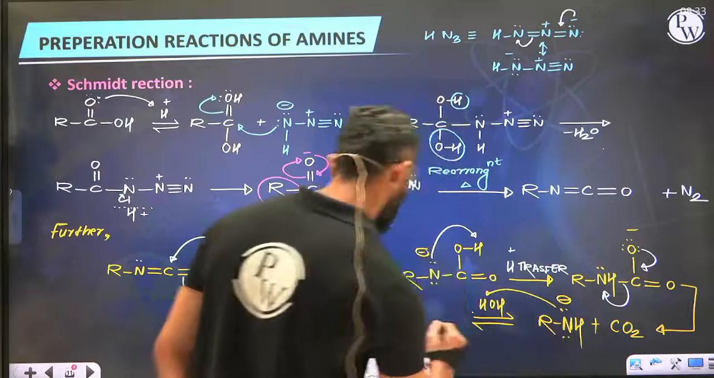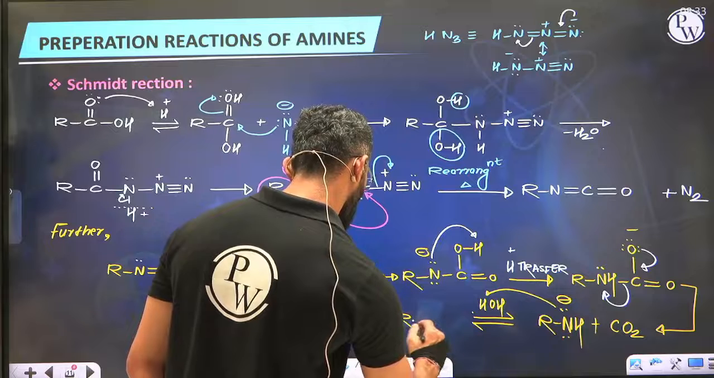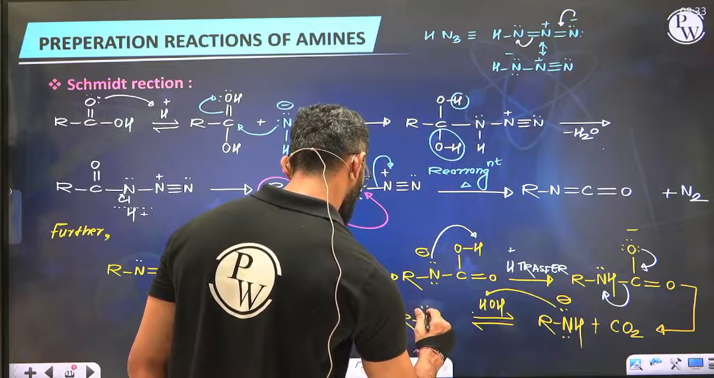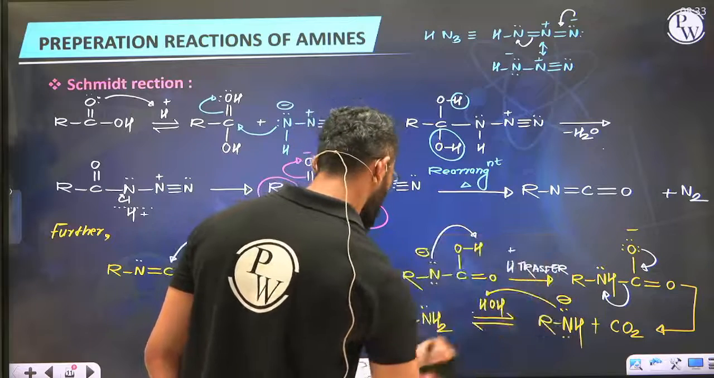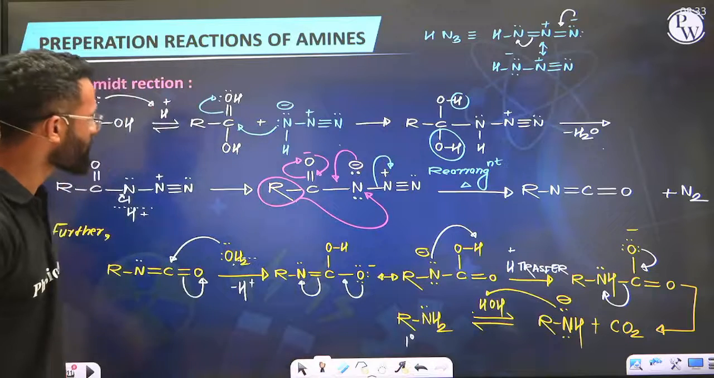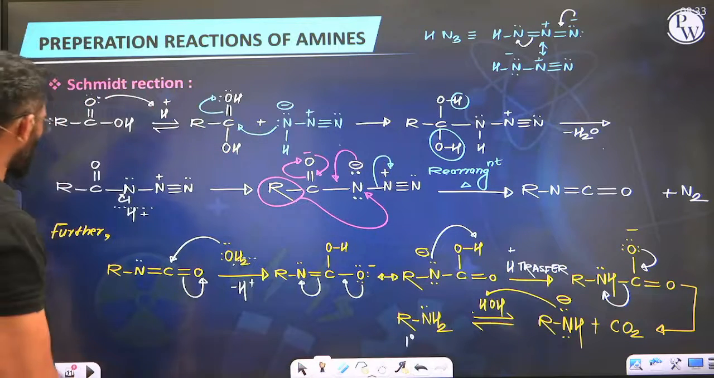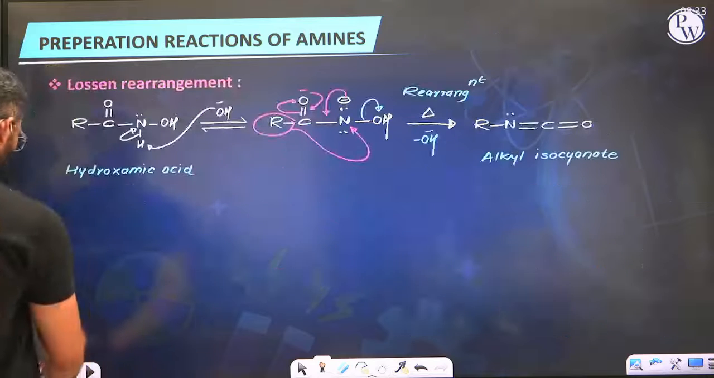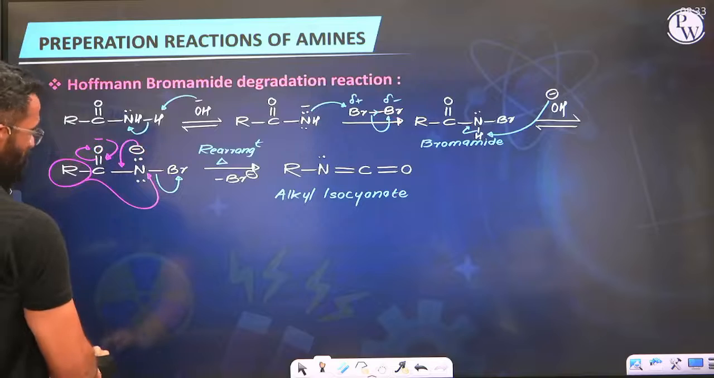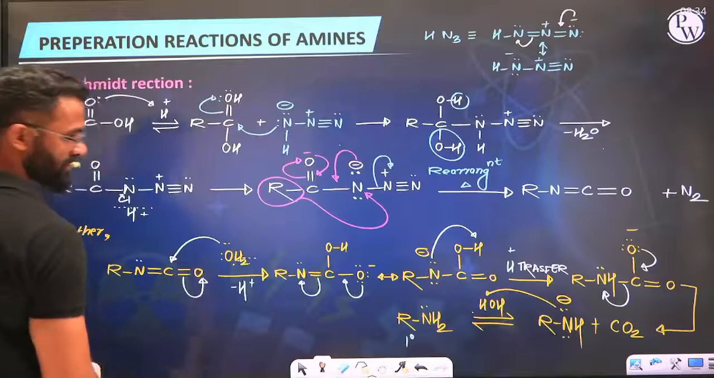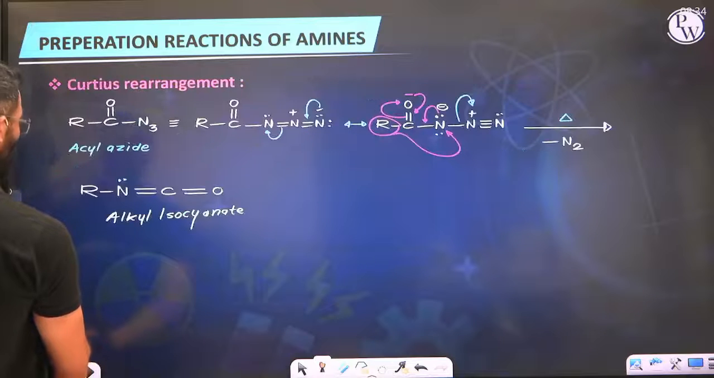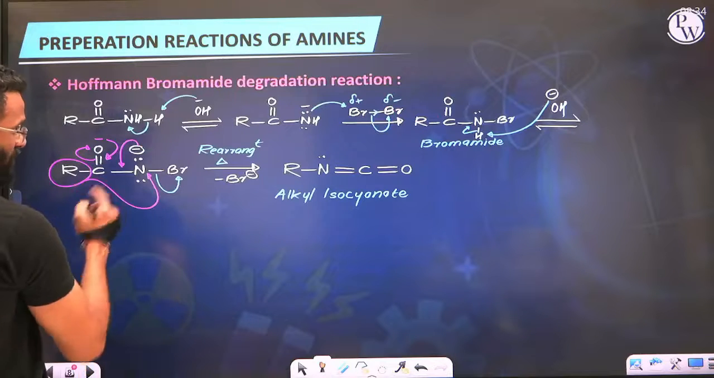So we'll be getting RNH2. This is nothing but primary amine. So eventually we got primary amine. Whatever you take, let's say if I'm talking about Hofmann bromamide, in case of Hofmann bromamide as well, we had what? RCONH2, which is eventually being converted to RNH2. Hofmann bromamide is a very commonly used reaction.